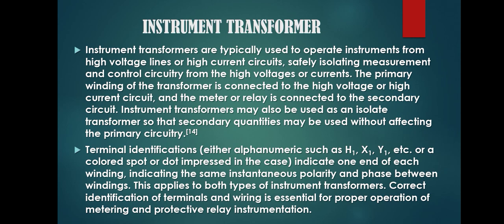Terminal identifications, either alphanumeric such as H1, X1, Y1, etc., or a colored spot or dot impressed in the case, indicate one end of each winding, indicating the same instantaneous polarity and phase between windings. This applies to both types of instrument transformer. Correct identification of terminals and wiring is essential for proper operation of metering and protective relay instrumentation.